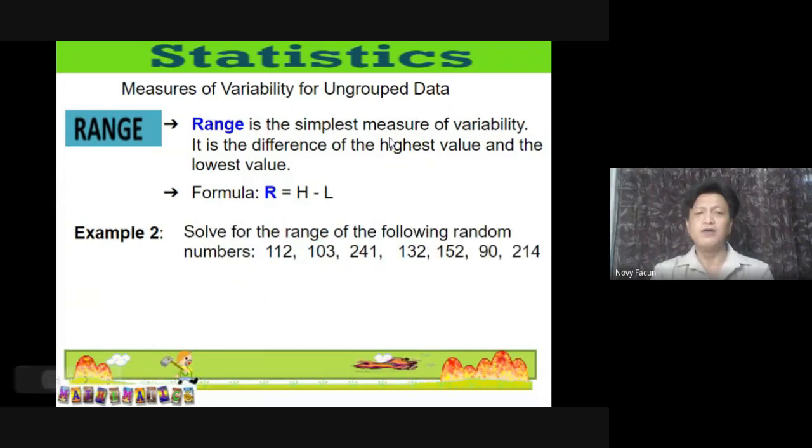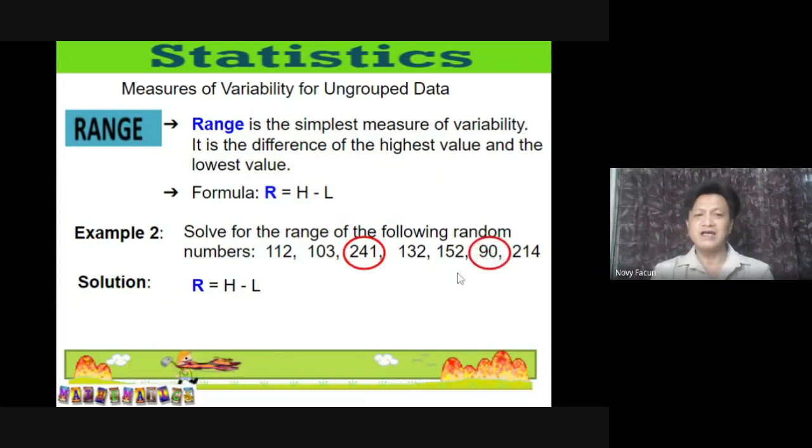And another example, solve for the range of the following random numbers: 112, 103, 241, 132, 152, 90, and 240. So di ba, ang solusyon natin, identify muna natin yung highest value natin. That is 241. And the lowest value, that is 90. And subtract natin, that is 241 minus 90. Therefore, the range now is 141. Ganun lamang kung paano tayo mag-compute ng range.